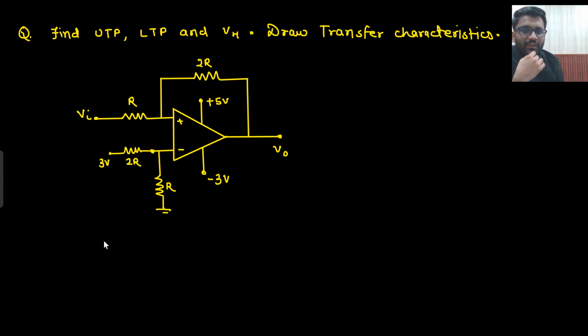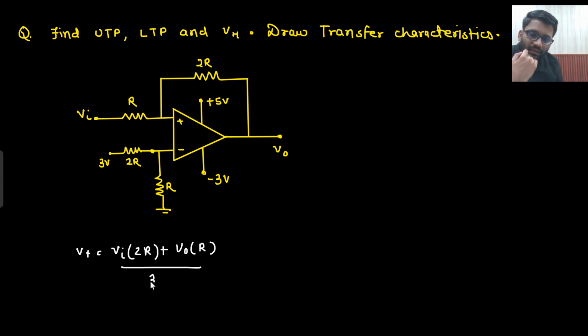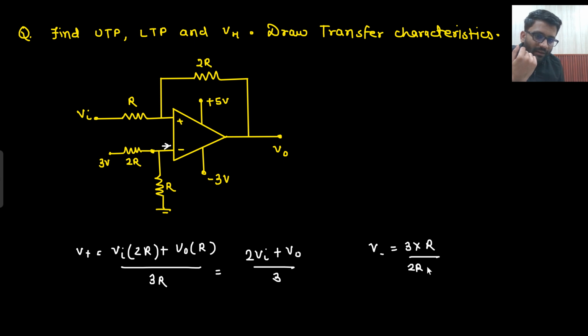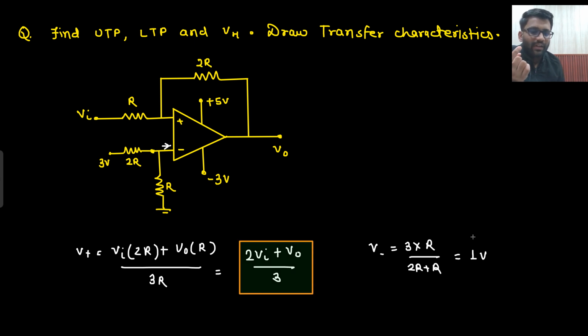What did I tell you? First find your V positive. V positive is (Vin into 2R plus Vo into R) divided by (2R plus R), which is (2Vin plus Vo) by 3. What is your V negative? It will drive 0 ampere current, so you can simply divide the potential: 3 into R divided by (2R plus R), so it will be 1 volt. So your V positive is this and V negative is this.